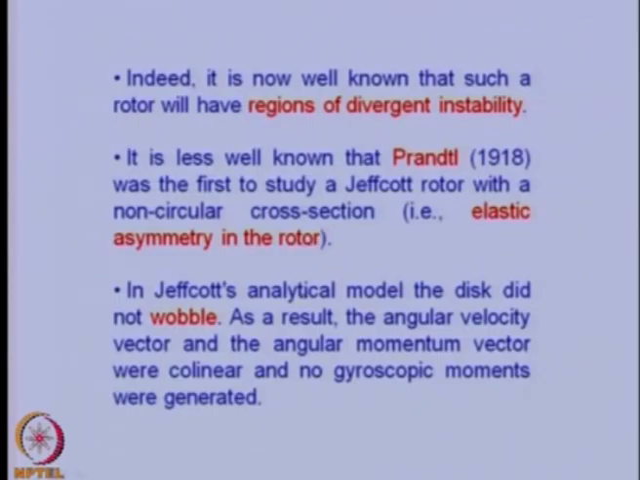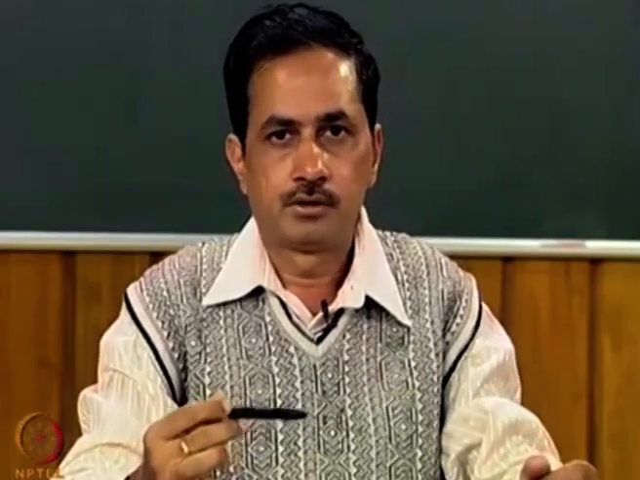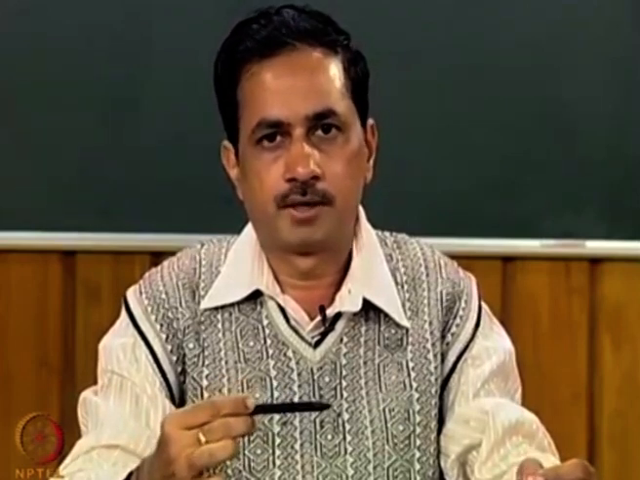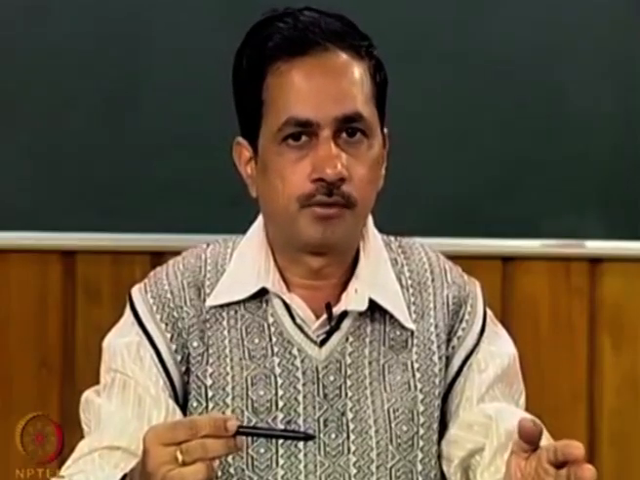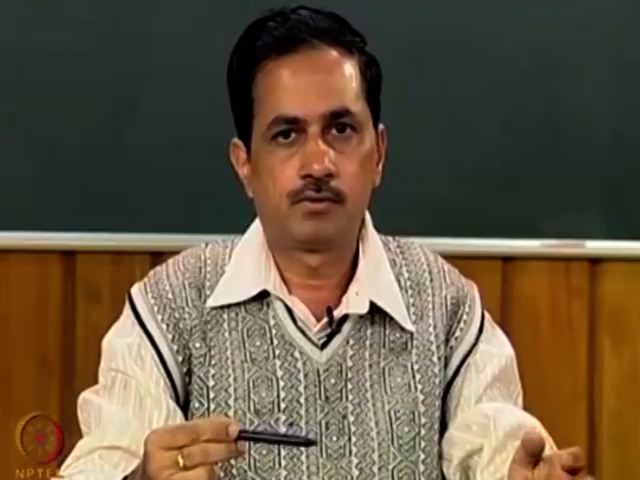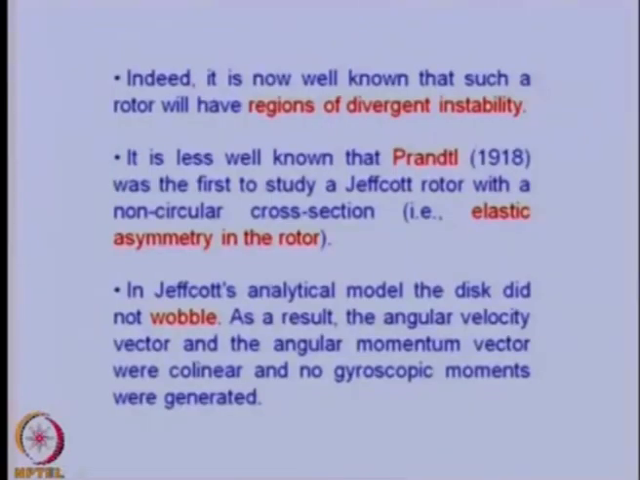In the Jeffcott analytical model, the disc did not wobble, because the disc was at the mid span, and when the whirling was taking place, the disc did not tilt, and because of that it was not wobbling. So, this is the Jeffcott analytical model. The disc did not wobble. As a result, the angular velocity vector and the angular momentum vector were collinear and no gyroscopic moment was generated.